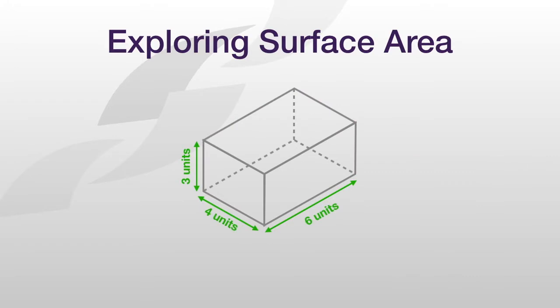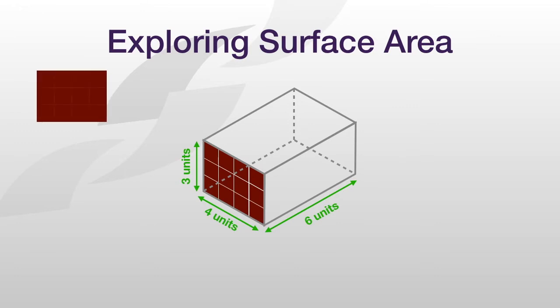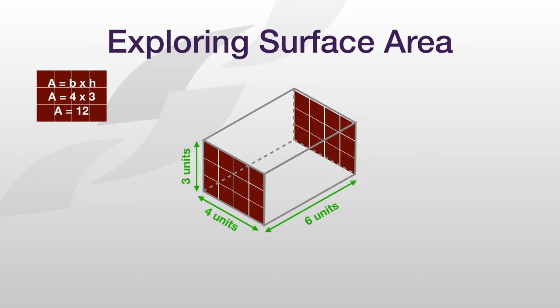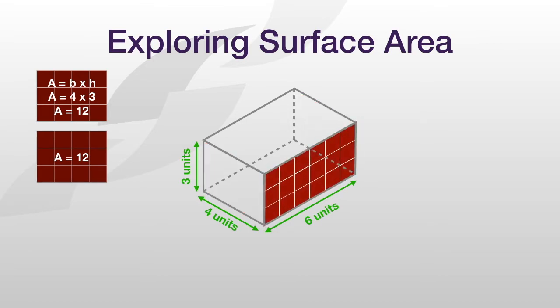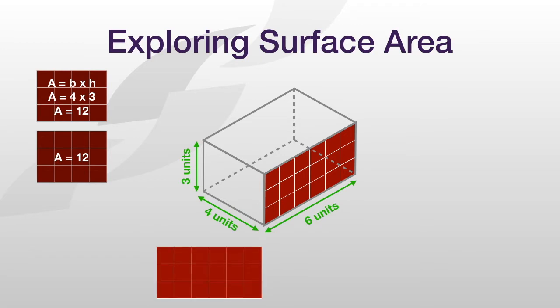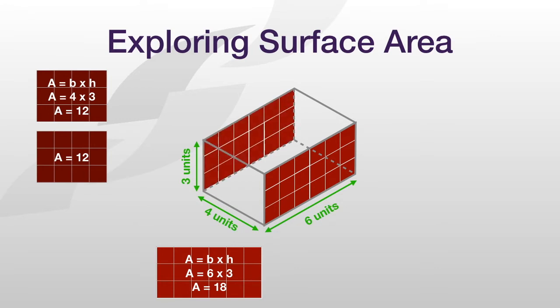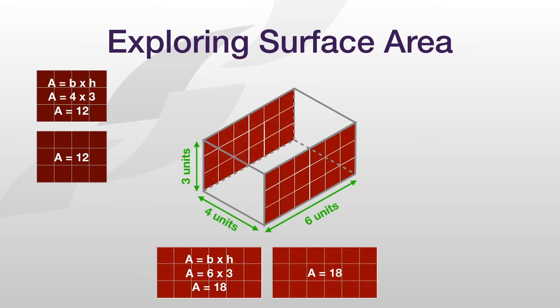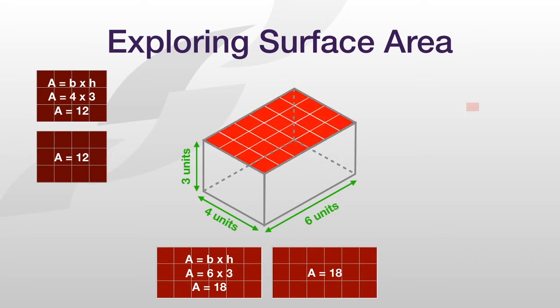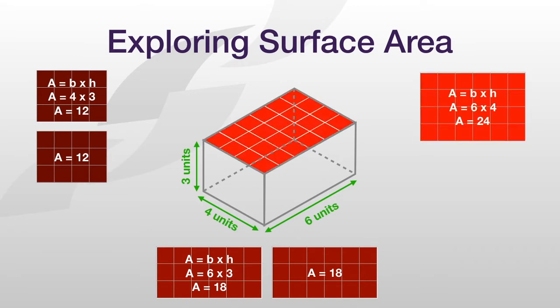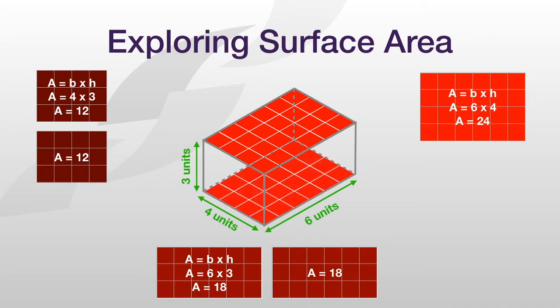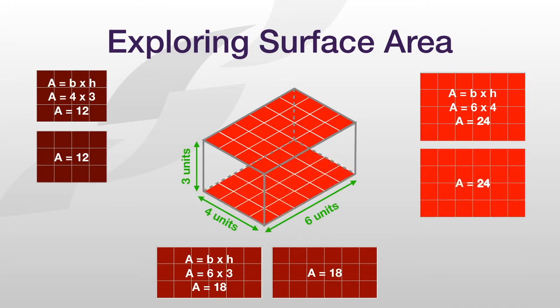Let's examine each face separately. The left face is 3 units by 4 units, so its area is 12 units. The right face is congruent, so its area is also 12. The front face is 6 by 3, so its area is 18. The back face is congruent, so its area is also 18. The top face is 4 by 6, so its area is 24. The bottom face is congruent, so its area is also 24.